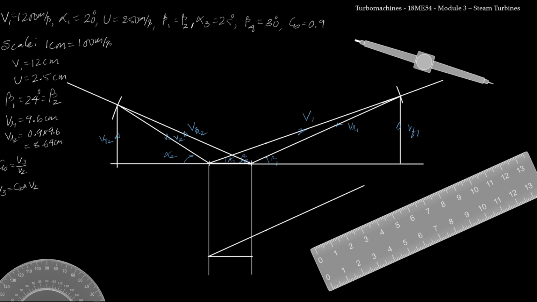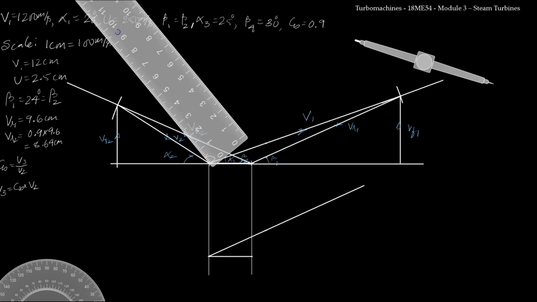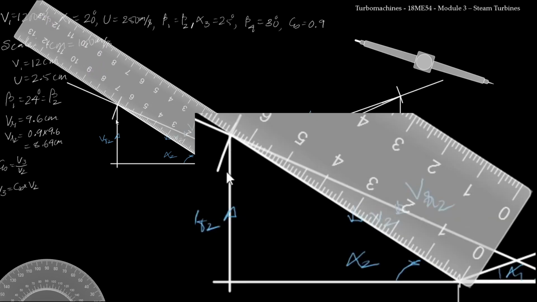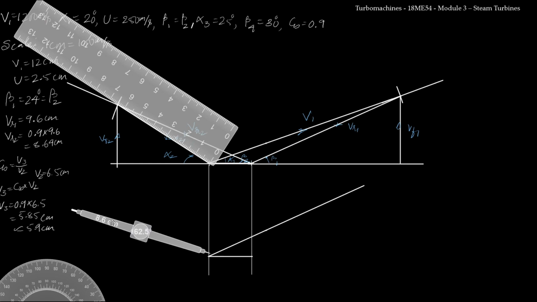So now I need to measure the length of V2. I will place the ruler here. Now the length is approximately 6.5 centimeters. So V2 is 6.5 centimeter. So V3 will be equal to 0.9 times 6.5, which is approximately 5.85. So that can be approximated as 5.9 centimeter. Now I will take the compass, I will place it over this point.